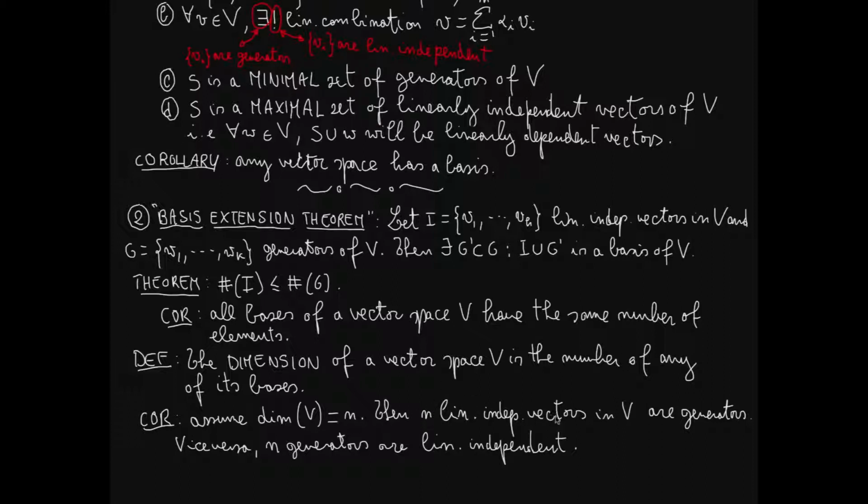Okay, so if they are not generators, then I can complete them to a basis with strictly greater than n elements. Vice versa, if I start from n generators, if they are not linearly independent, I can remove some of their vectors until I get a linearly independent set of vectors, which will be again generators, and that will be a basis of V with the number of elements strictly less than n, again contradicting the corollary that all the bases of a vector space have the same number of elements. In the next lecture, we will prove the basis extension theorem.